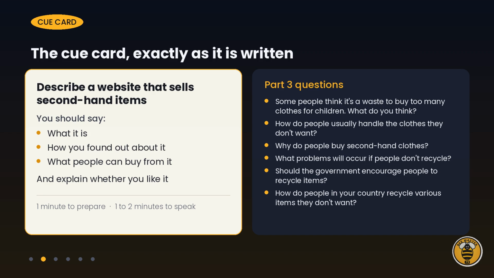This is the cue card exactly as it is written, together with the part 3 questions that come with it. Take a moment to read both columns. Notice that the 4th line, and explain whether you like it, is really a 4th bullet, and a lot of candidates forget it entirely.